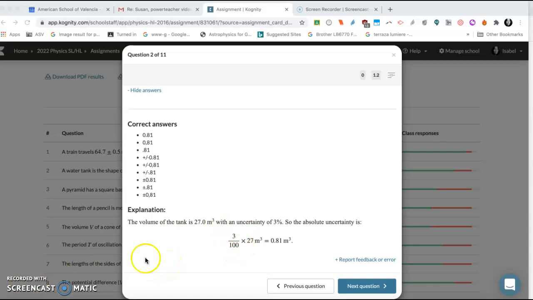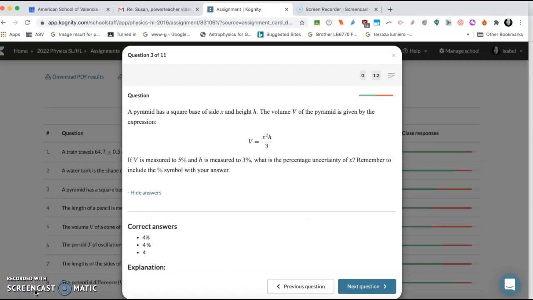Please ask for help if you're still not sure how to do this question. Question 3. This is now getting a little challenging. A pyramid has a square base of side x and height h. The volume of the pyramid is given by the expression v equals x squared h over 3. If v is measured to 5% and h is measured to 3%, what is the percentage uncertainty in x?